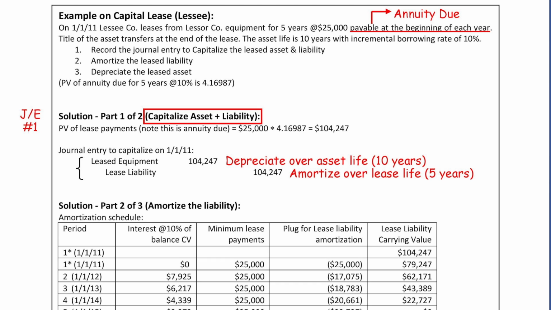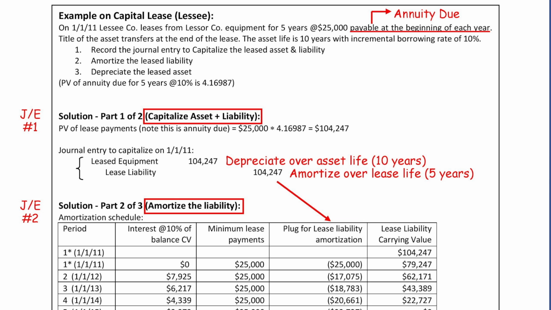And then we have our second journal entry. Journal entry number 2, and put a box around amortize the liability. Now here we have an amortization schedule being built up, and we're going to amortize the lease liability of 104,247 that we recognized in journal entry number 1. So put an arrow from the liability number 104,247 down to the amortization schedule.